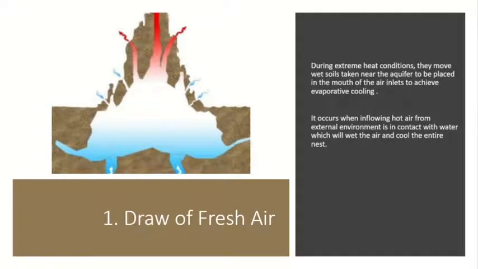So during extreme heat conditions, they move wet soils taken near the aquifer to be placed in the mouth of the air inlets to achieve what we call evaporative cooling. This evaporative cooling occurs when inflowing hot air from the external environment is in contact with water, which will wet the air and cool the entire nest. So not only the air but also groundwater plays an important role in drawing fresh air inside the nest.